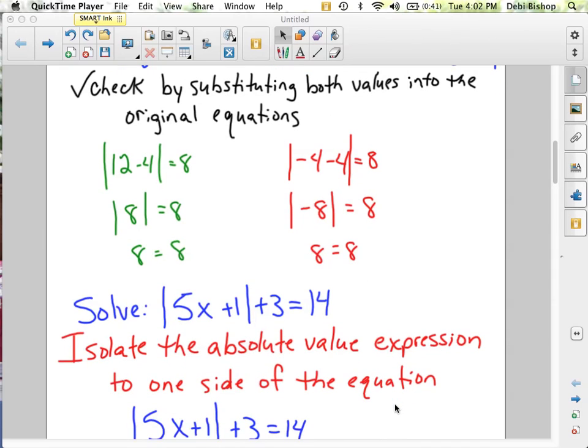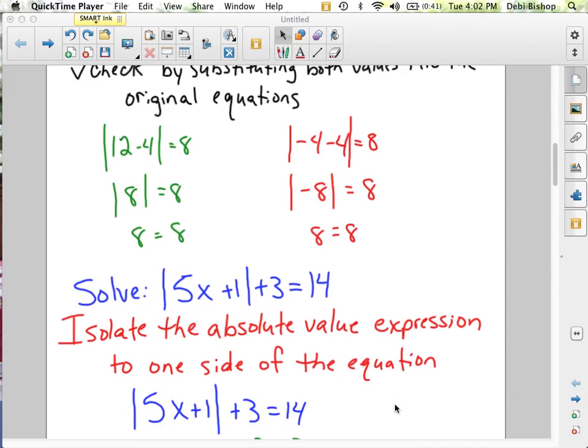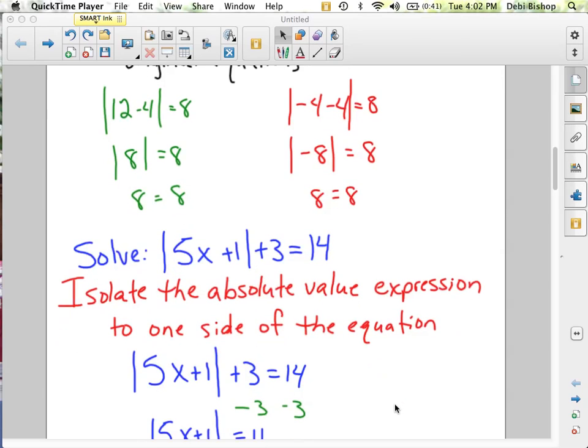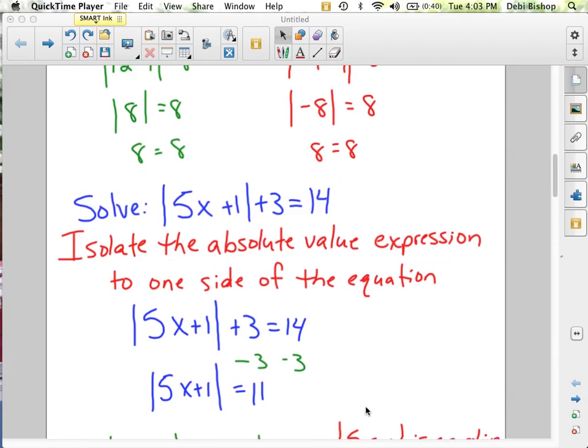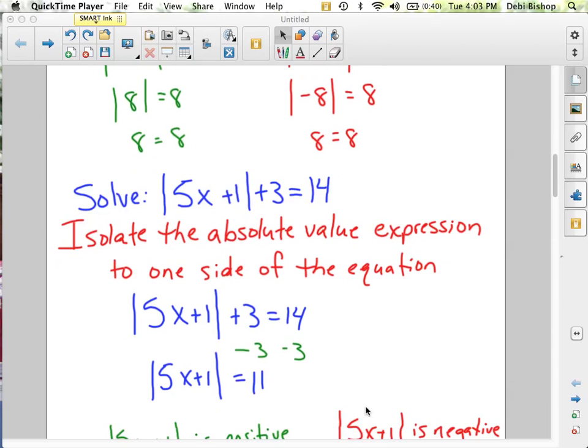So let's do one that's a little more complex. If I have something like this, it says solve the absolute value of 5x plus 1, end absolute value, plus 3 equals 14. What we do here is first isolate the absolute value expression on one side of the equation. We need to get rid of everything outside of the absolute value signs, so I would subtract 3 from both sides. Now I have the absolute value of 5x plus 1 equals 11.